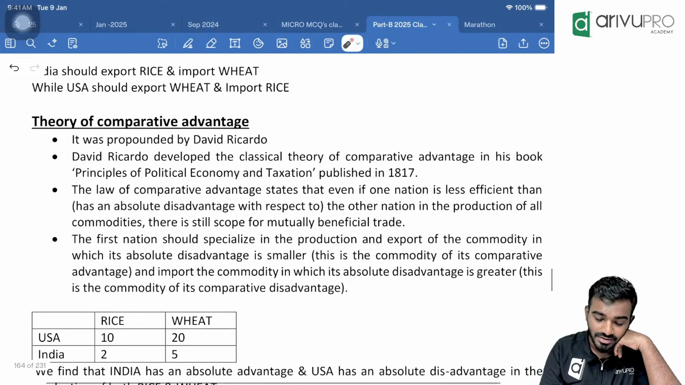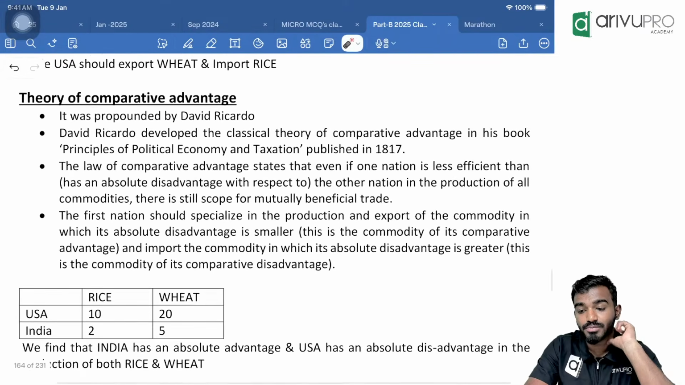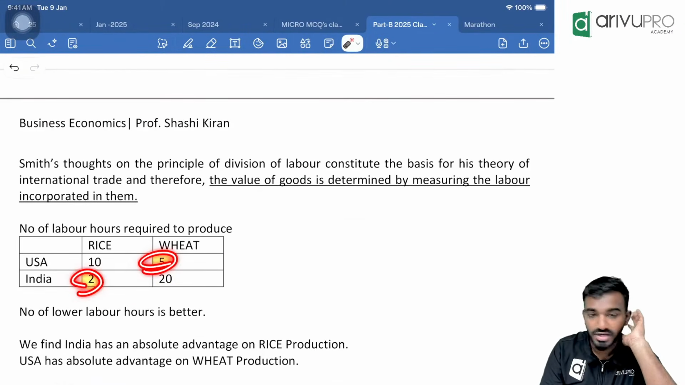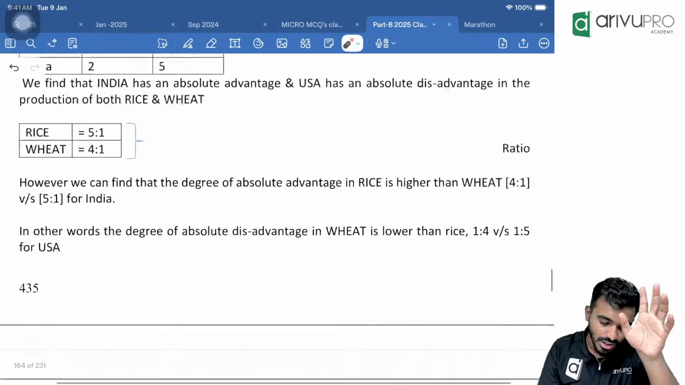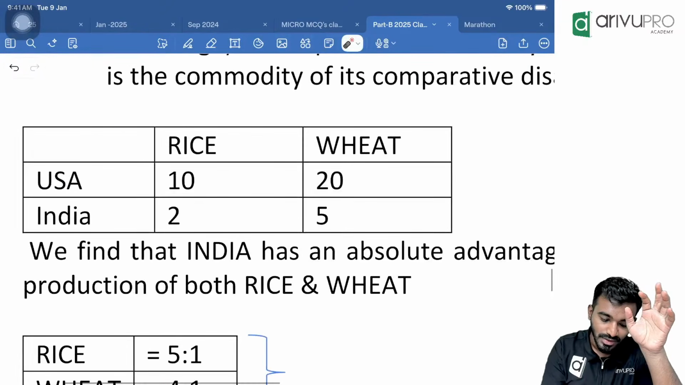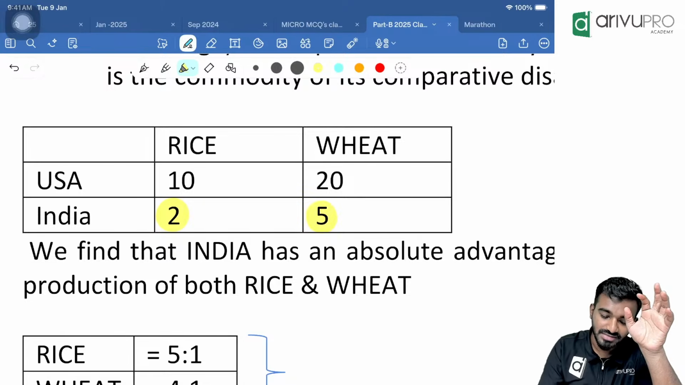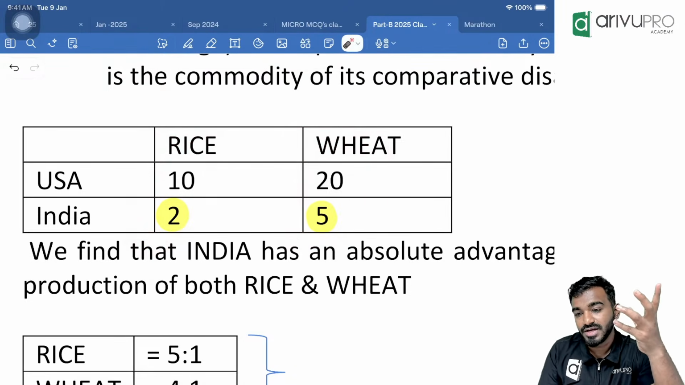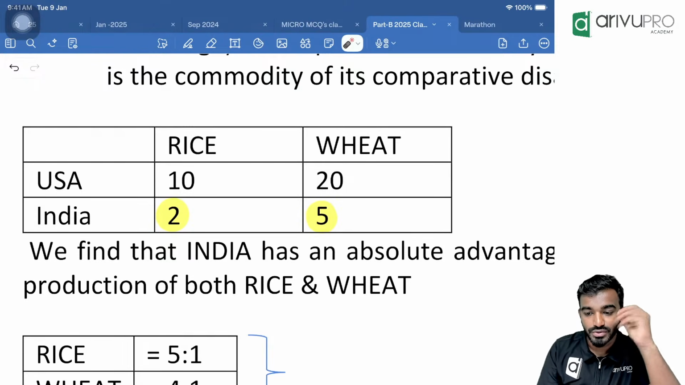Okay, now what if, sir, one country is only specialized in production of both the commodities? Like you said here, India was good in rice, USA was good in wheat. What if one nation is only good in production of both? Now observe. India is good in production of rice as well as wheat compared to USA. Now, how is mutually benefiting trade possible? So in such a case, still mutually benefiting trade is possible.